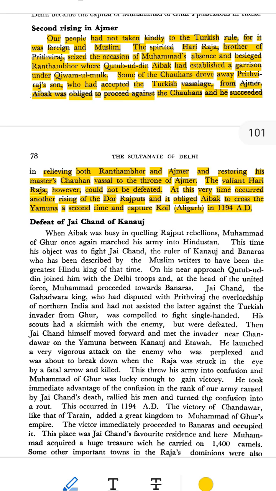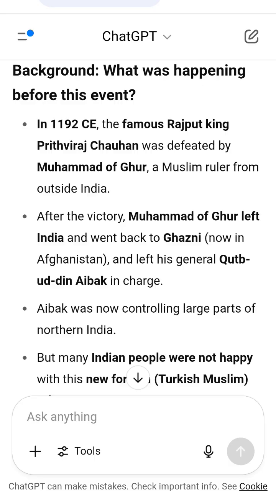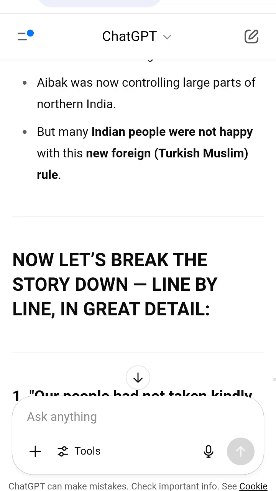Prithviraj Chauhan, the old king, was dead. His son became the ruler of Ajmer again, but only as a vassal, meaning he obeyed and served the Turkish rulers. A Turkish garrison, military camp, was also placed in Ranthambore, another Rajput fort, under a man named Chiwam-ul-Mulk.